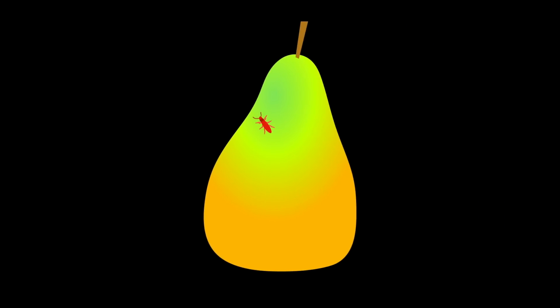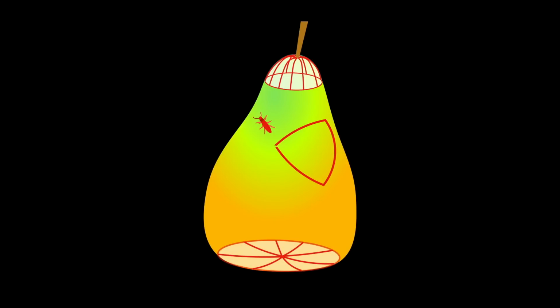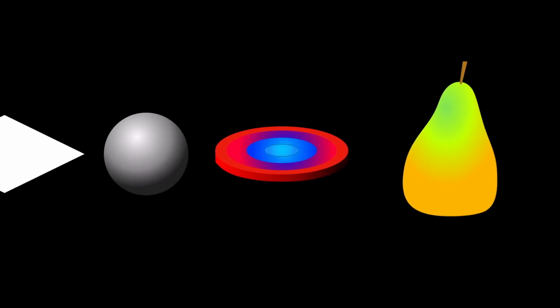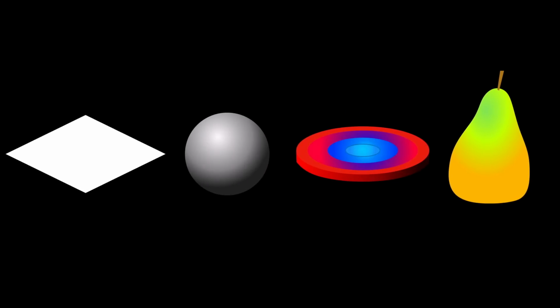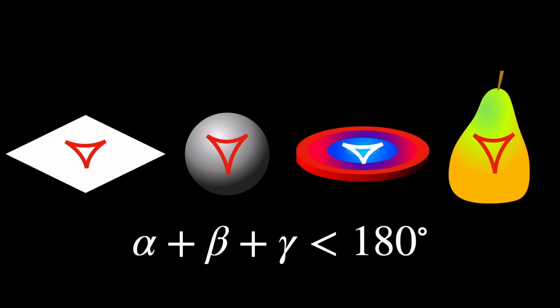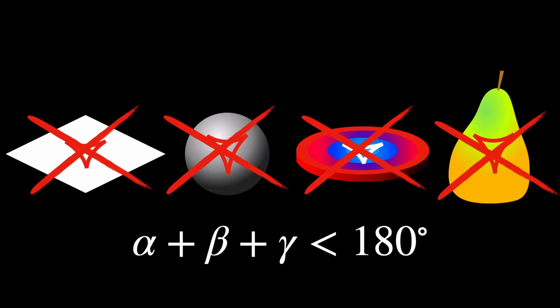What about a bug living on a pear? At some points, this space presents sharp curvatures. At others, it's almost flat. Triangles here would also have the sum of their angles greater than 180 degrees, no matter where you draw it. A question that may come to your mind is: is it possible to find a triangle in a space with the sum of its angles being less than 180 degrees? Yes, but not in the spaces we've seen so far.